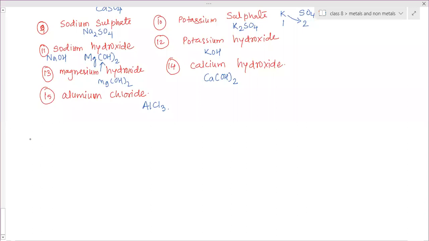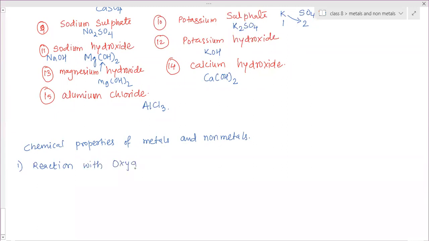Then chemical properties of metals and non-metals. First is reaction with oxygen. Both metal and non-metal combine with oxygen and form oxides. Metal will form metal oxide, non-metal will form non-metal oxides.